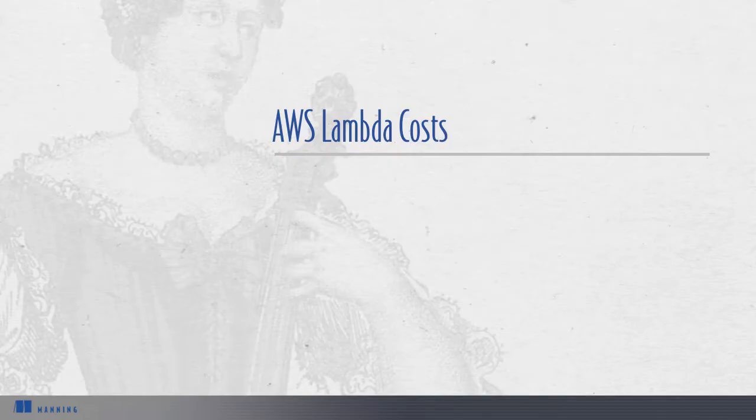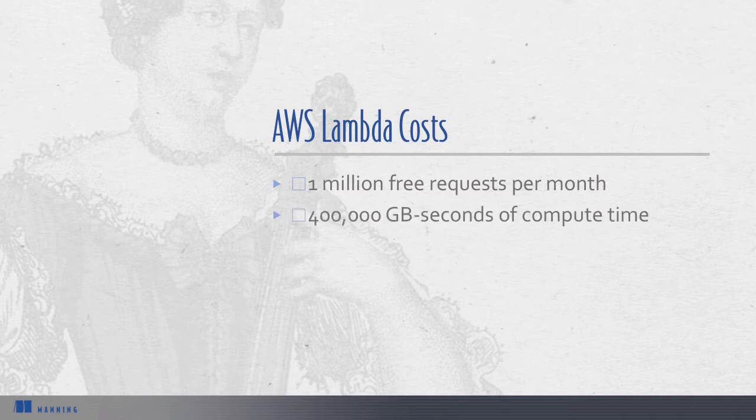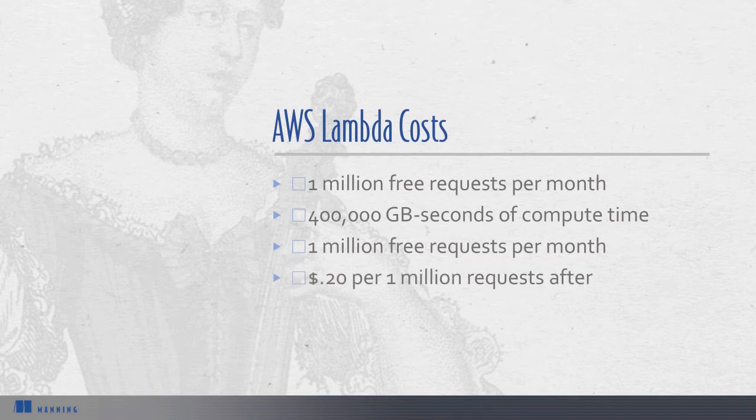AWS Lambda falls under the 12-month free tier account. I've never paid for running SAM's AWS Lambda, even after the expiration of the 12-month free tier. The Lambda free tier includes 1 million free requests per month and 400,000 gigabyte seconds of compute time per month. The Lambda free tier does not automatically expire, and you still receive 1 million free requests per month, and then a 20-cent charge per 1 million requests after that.